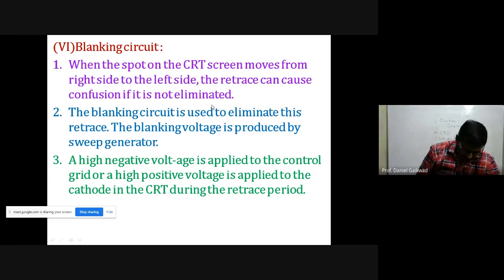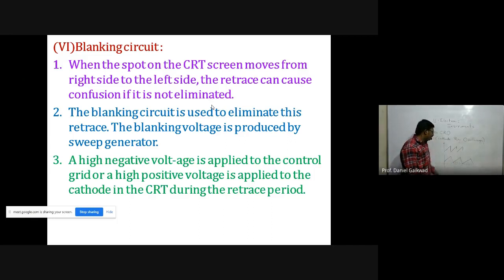Now check carefully. Suppose we have the CRO and it will trace this input in one direction. So the electron beam deflects like this: left to right, right to left, left to right, right to left. While moving from left to right, it will display the signal, suppose a sawtooth like this. Now, when the beam moves from right to left, again it traces the waveform. So there is an overlapping of the left to right waveform and the right to left waveform here.